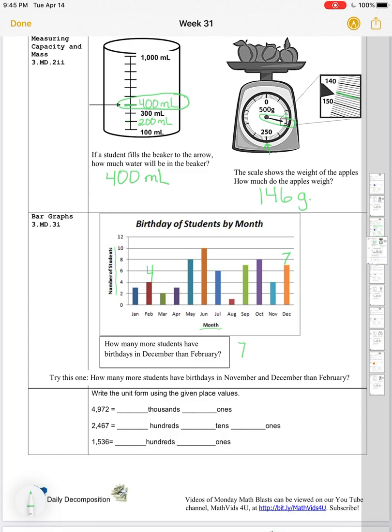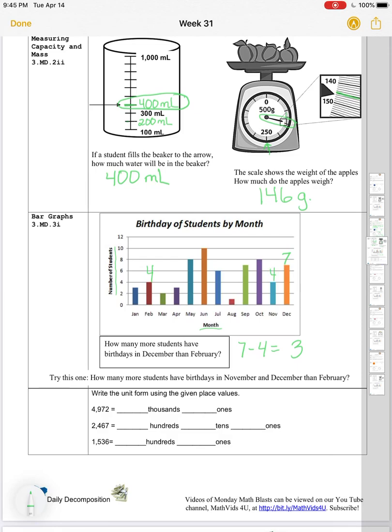So if I want to know how many more students have birthdays in December than February, I'm going to take 7 and subtract 4. 3 more students, I should say, have birthdays in December. Try this one. How many more students have birthdays in November and December than February? So now I also need to look at the November bar.